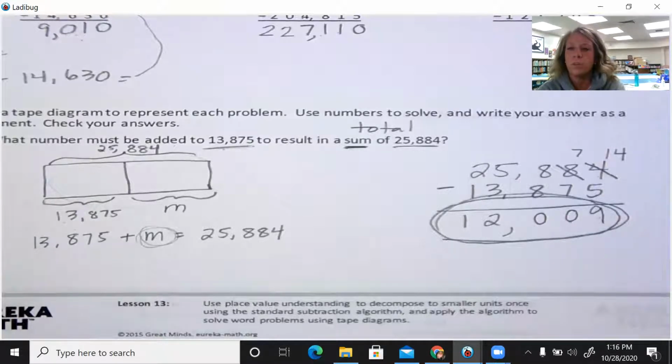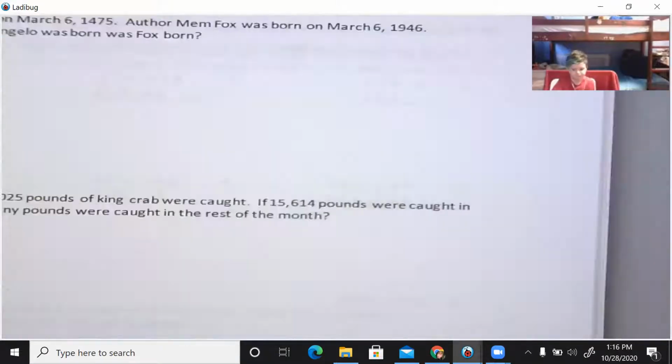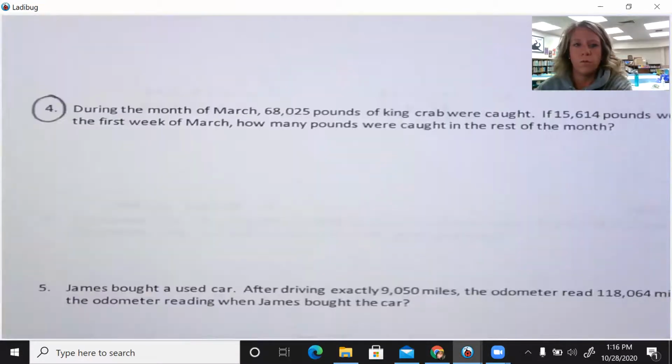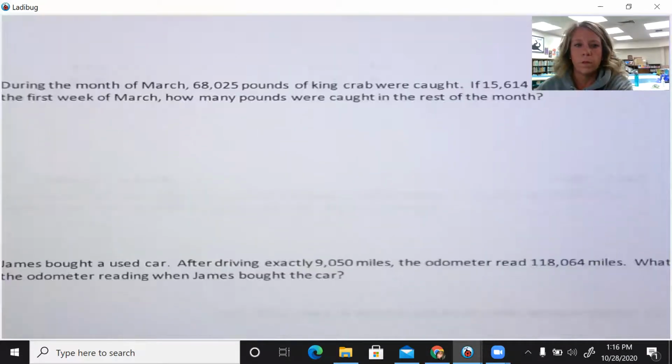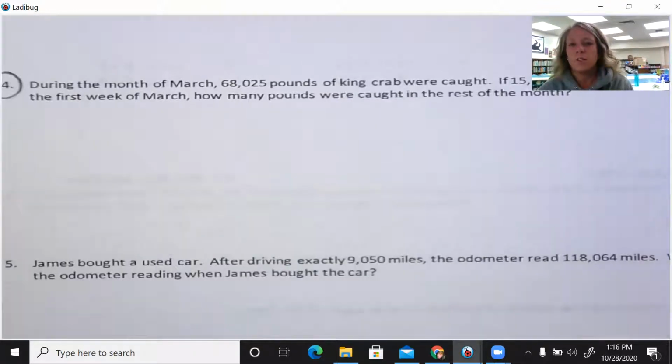Do you have any questions about number 2? Nope. Okay, let's go ahead and turn to page 67, and we're going to look at number 4. During the month of March, 68,025 pounds of king crab were caught. If 15,614 pounds were caught in the first week of March, how many pounds were caught in the rest of March?